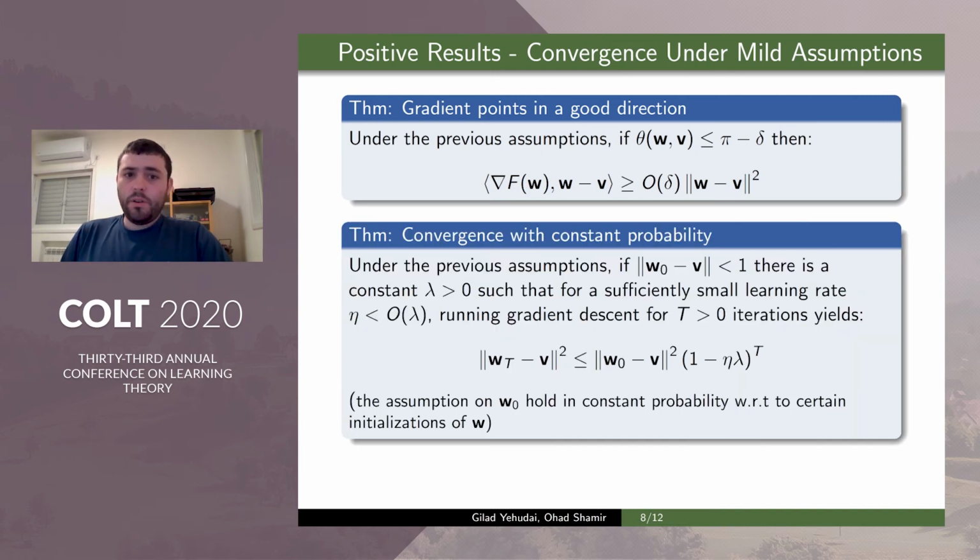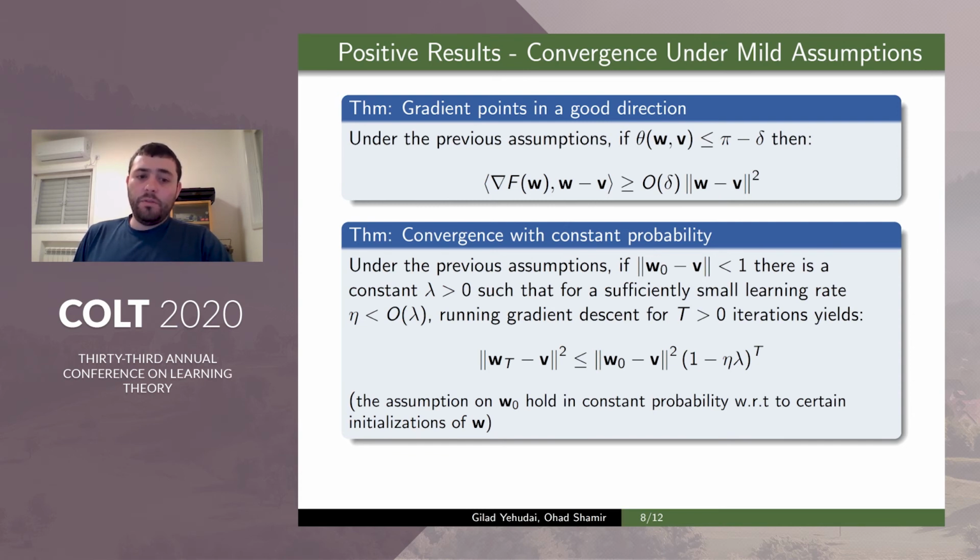Using this theorem, we can now show that we have convergence for a single neuron, at least with constant probability. So under the previous assumptions, if we initialize W such that the distance between W0, W at initialization, and V is smaller than 1, then there is some constant lambda such that for a sufficiently small learning rate eta, if we run gradient descent for t iterations, then the distance between Wt and V will be smaller than the distance between W at initialization and V times 1 minus eta times lambda to the power of t.